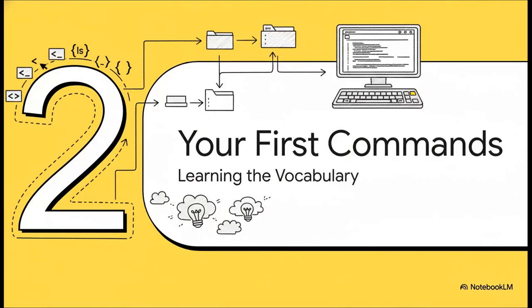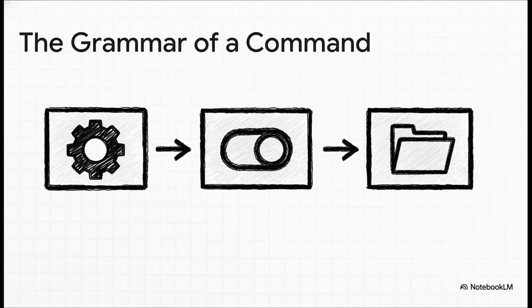All right, we know what the shell is, we know where we are. Now it's time to actually learn the language. These first few commands are like the basic vocabulary that you're going to use all the time. And luckily, the grammar is super simple. Every command is basically a little sentence. You have the command name itself, that's your verb, the action you want to do. Then you can have options or flags. Those are like adverbs that change how you do the action. And finally, you have parameters or arguments. That's the noun, the thing you're doing the action to.